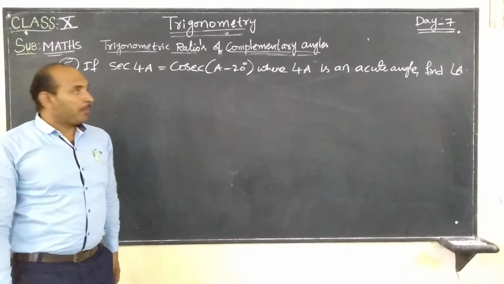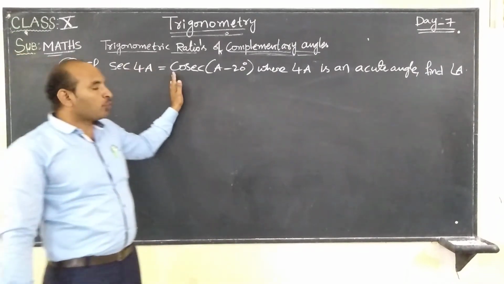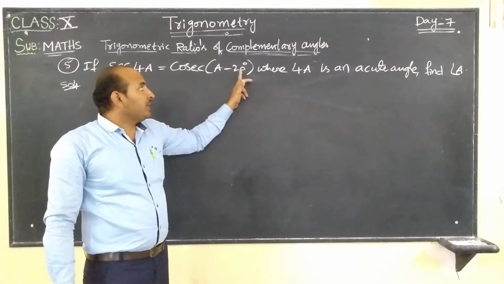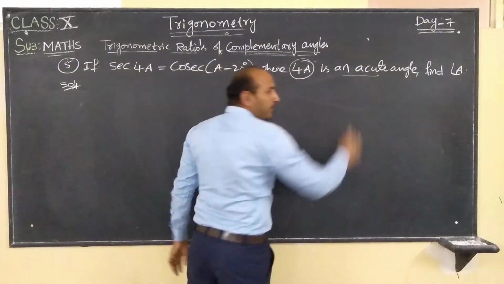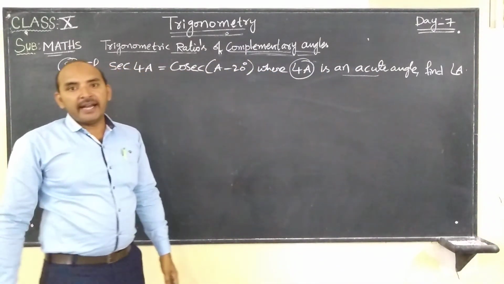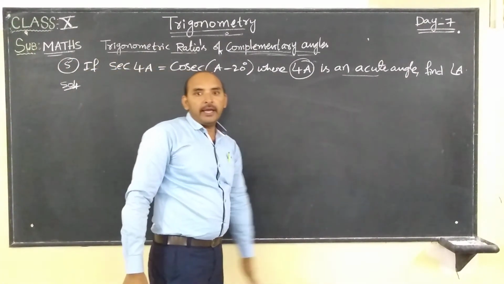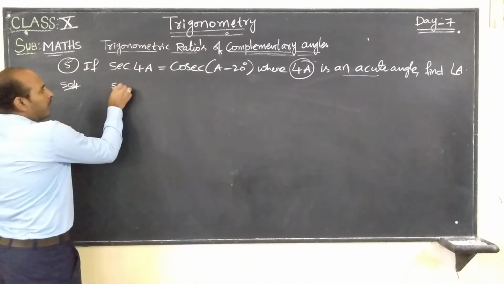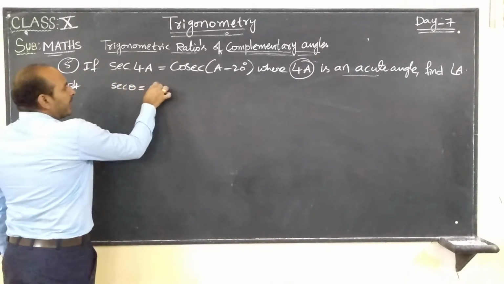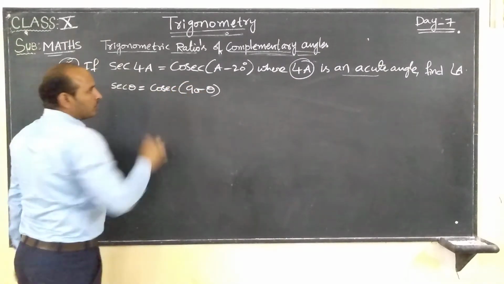So now problem number 5. If secant 4A is equal to cosecant of A minus 20 degrees, where 4A must be an acute angle. Acute angle means what? Less than 90 degrees, 0 to 90 degrees. Then find the angle A. So clearly we know the formula. What is the formula? Secant theta you can write as cosecant of 90 minus theta.